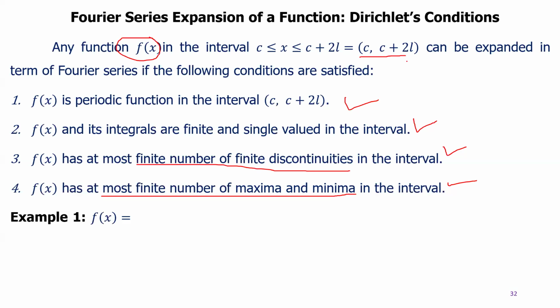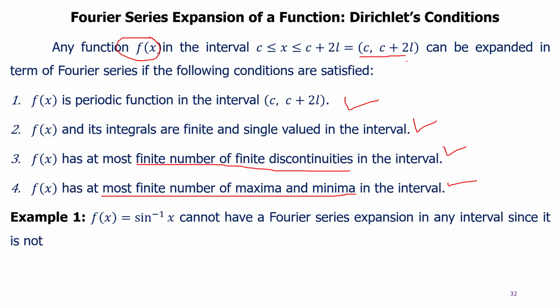For example, f(x) = sin inverse of x cannot have a Fourier series expansion in any interval since it is not a single valued function. Because if you put x = 1, then sin inverse of 1 is equal to π/2. Sin inverse of 1 is also equal to 2π + π/2, 4π + π/2, 6π + π/2. So for one value of x, we are getting multiple values of f(x). Therefore, it is not a single valued function.